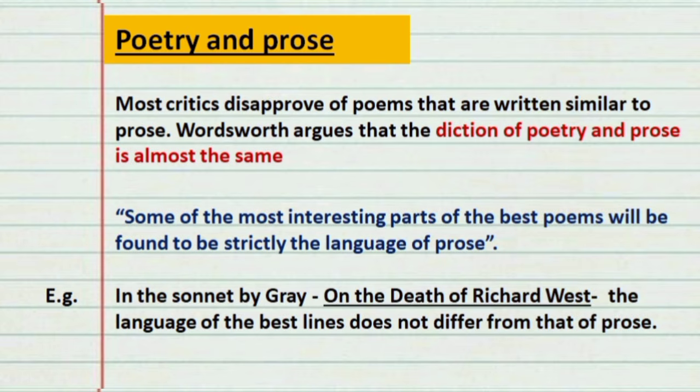But Wordsworth, on the other hand, feels that diction of poetry and prose is almost the same. He even argues that some of the most interesting parts of the best poems will be found to be strictly in the language of prose. And as an example, he gives his analysis of Gray's sonnet. Wordsworth says that in Thomas Gray's sonnet on the death of Richard West, some of the best lines that he saw was not different from that of prose.